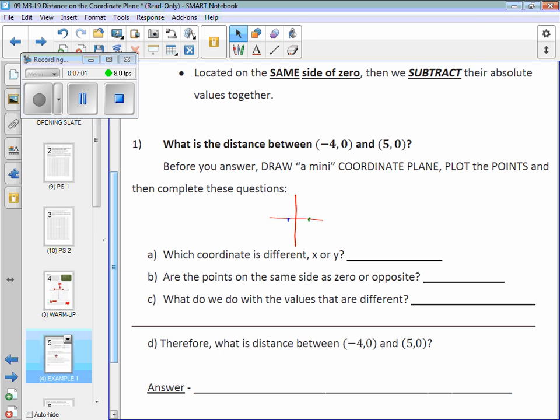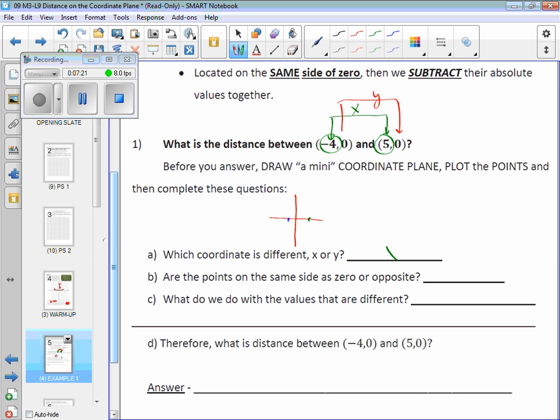All right, next question. Which coordinate is different? Here's my x. And again, here's my y. Which one is different? My x is. Those are the values that I'm going to have to do something with. Now, are the points on opposite sides of 0 or the same side? Right. You got one to the left of 0 and one to the right of 0. You can abbreviate opposite with OPP. That's fine.